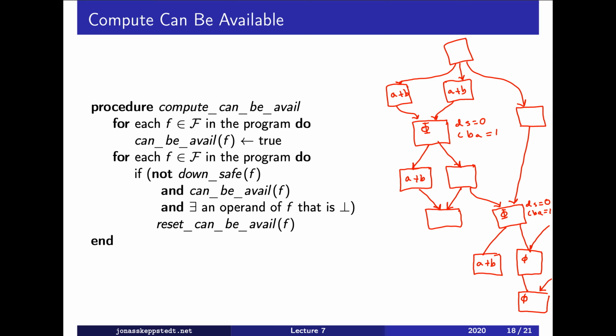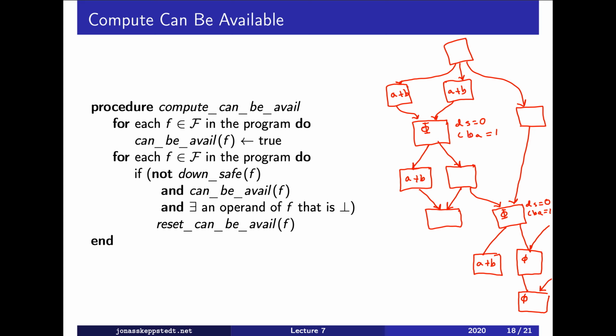Just saw, down safety is propagated backwards in the graph from one phi function to a phi function which defines an operand of a not down safe phi function. Okay, can be available is instead propagated forwards from a phi function which should have this as false to another which also should have it as false. So what does can be available mean? It means that this phi function can have the value of the expression. And initially we set it to true for every phi function.